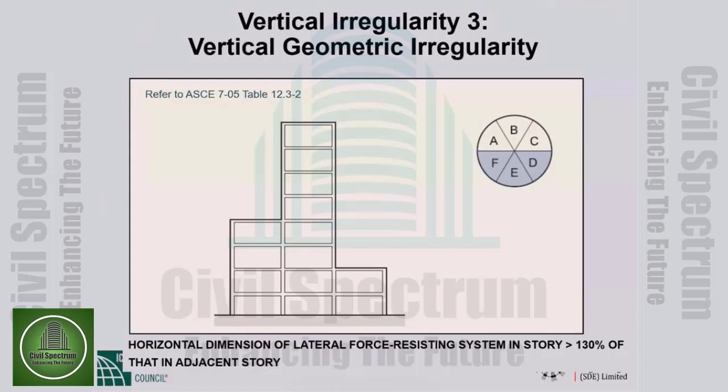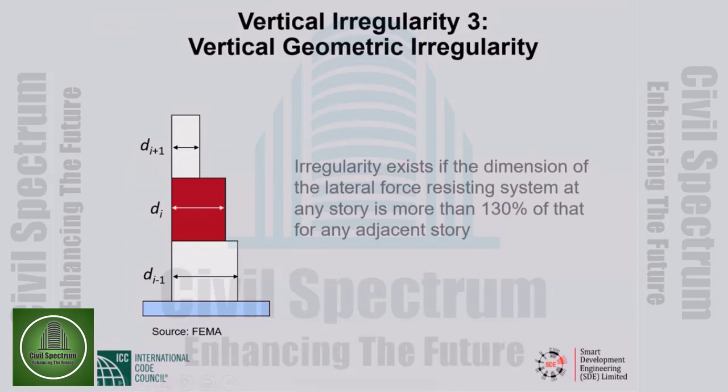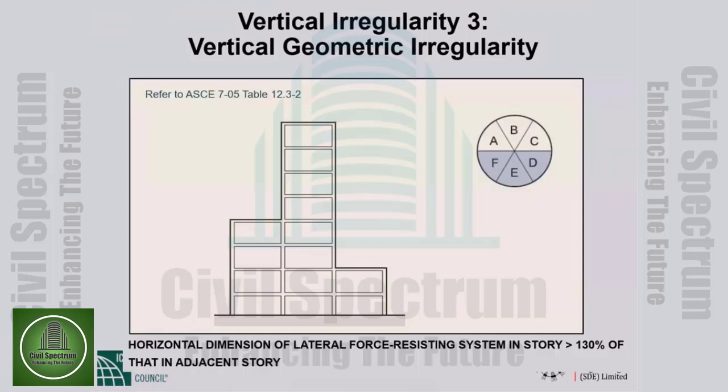Okay. The next, vertical type 3, vertical geometric irregularity. Okay, vertical geometric.